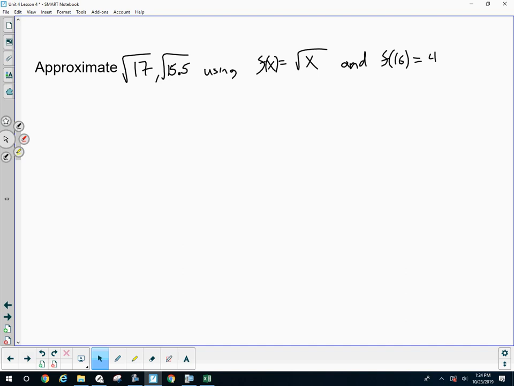Square roots of values. Square root of 17, square root of 15.5, okay? I don't know what they are, but I know that they're going to be close to 4 because I know the square root of 16 is 4. All right. Let's use a tangent line to have good approximations for the square root of 17 and square root of 15.5. Trust me, they will be better than 1.1 and 0.09, which wasn't that bad. Okay. Discuss with your neighbors. What do you need?